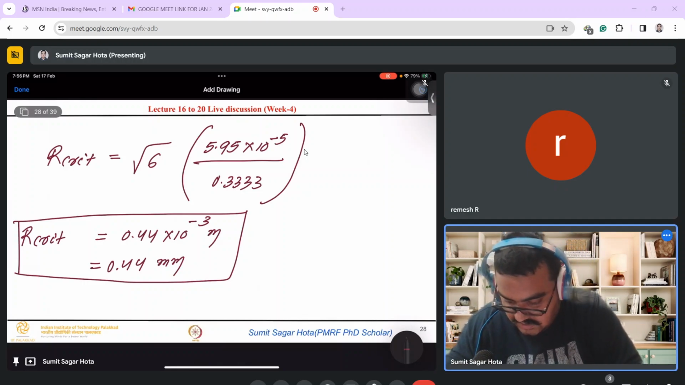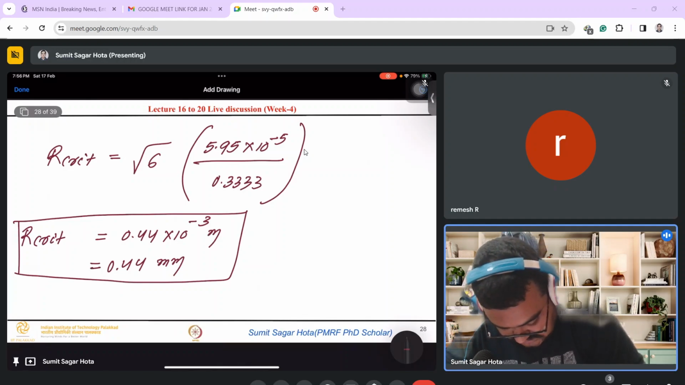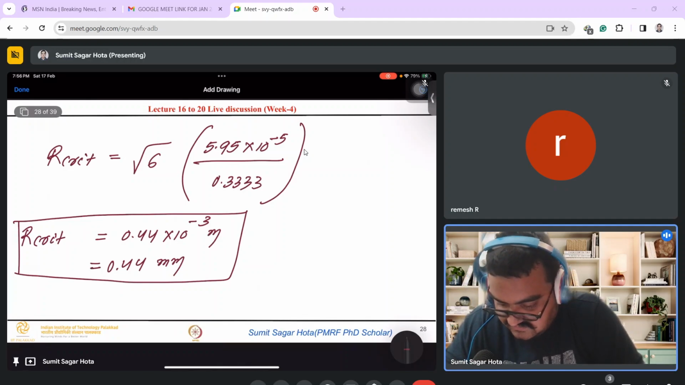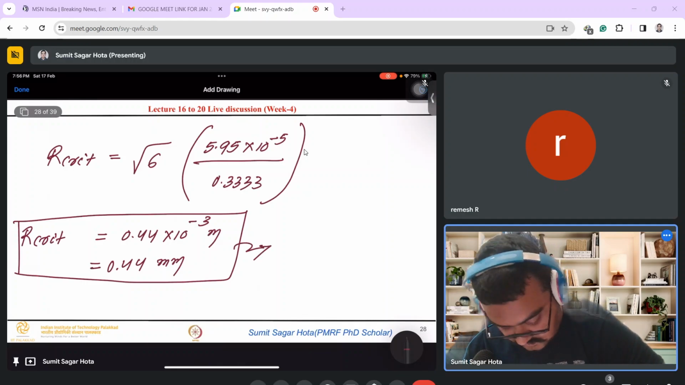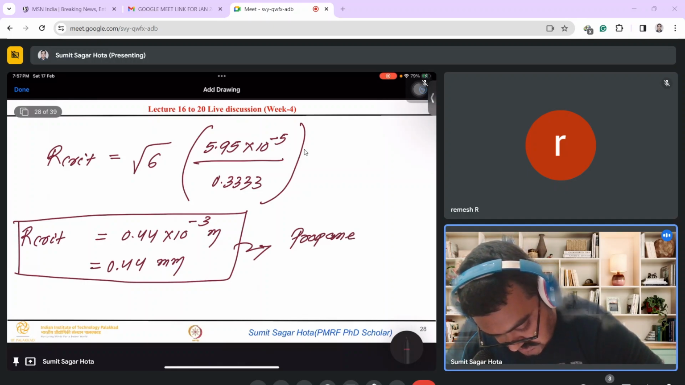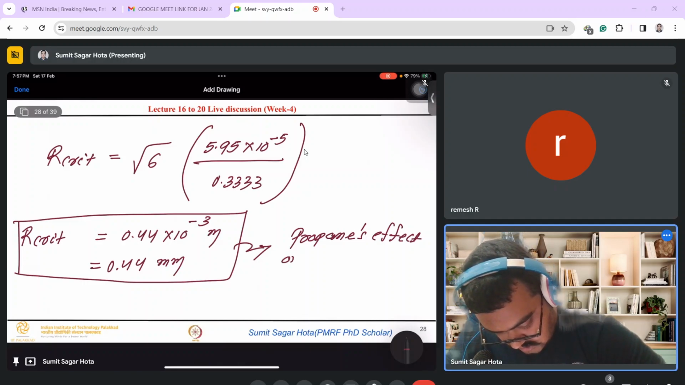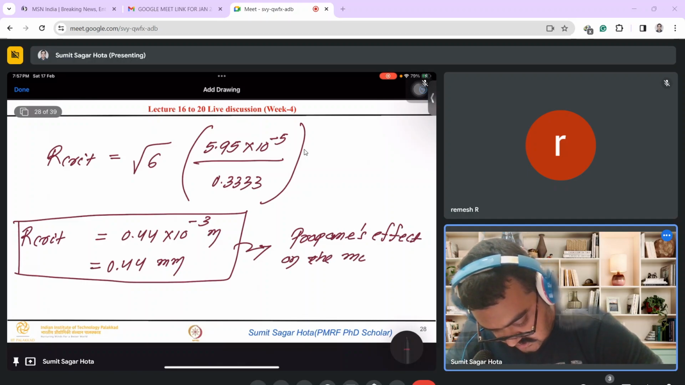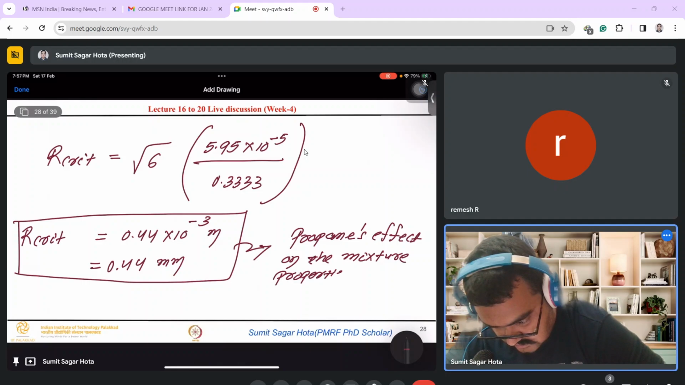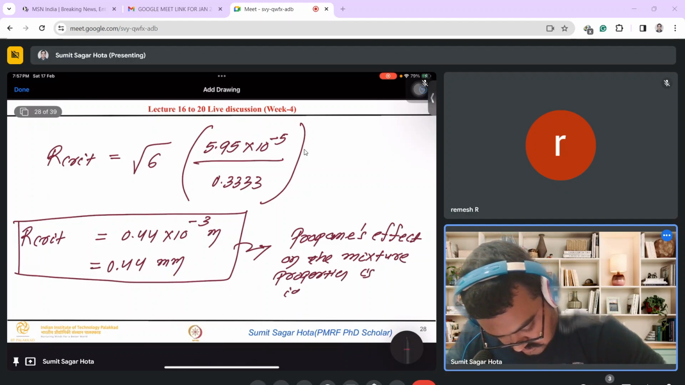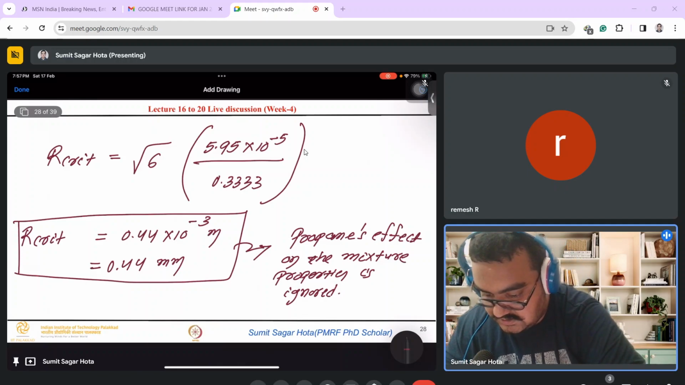So propane's critical radius is 0.44 mm. Now you get to know that this critical radius of insulation is very negligible. So what does it mean? It means that propane's effect on the mixture properties is ignored. This is a very important conclusion you can take. So that's all the case.